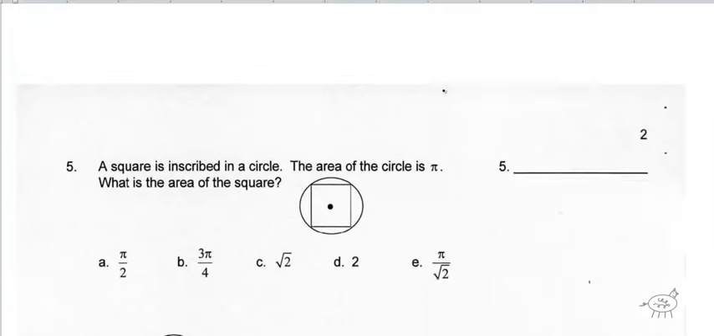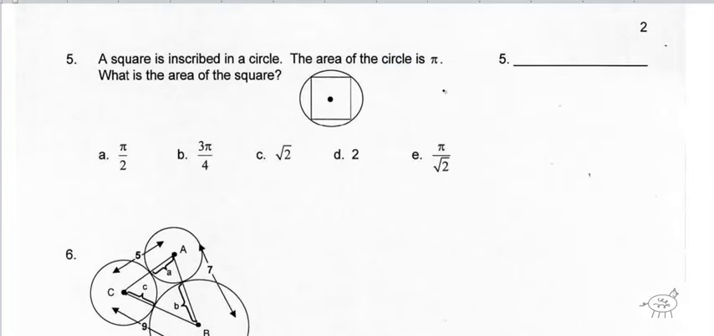Number 5. Some of these get a little tricky in geometry. A square is inscribed, meaning inside of a circle. The area of the circle is pi. What is the area of the square? If the area of the circle is pi, that means pi r squared equals pi, so r squared equals 1, so r equals 1. Don't say plus or minus 1 because there's only a positive radius. So that's the radius of the circle.